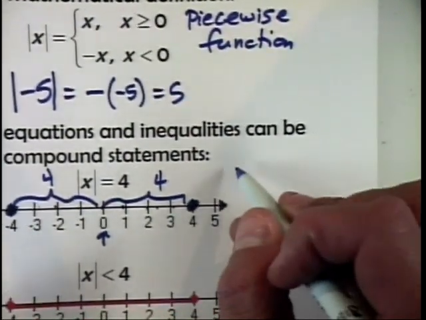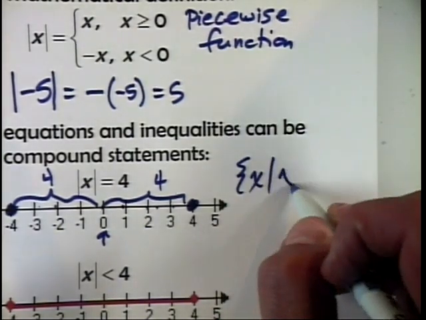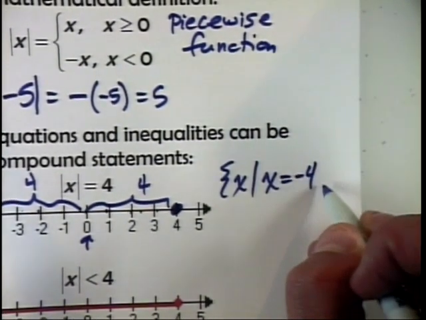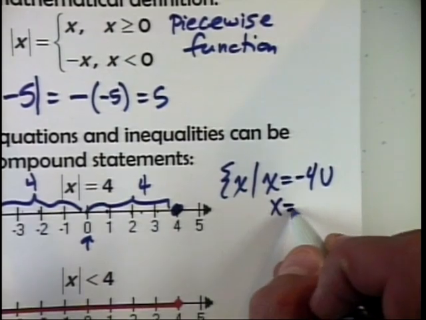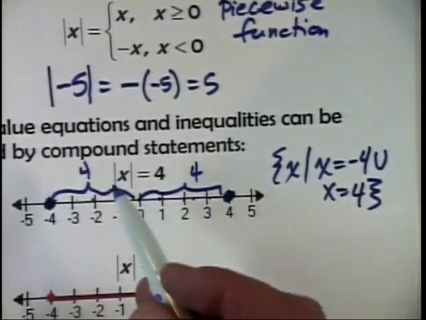So I could write the solution set as the set of all x's such that x equals negative 4 union x equals 4. Okay, so that's what we can do with an equation.